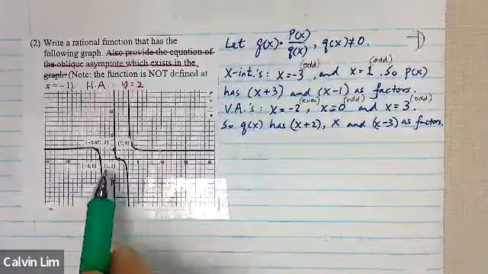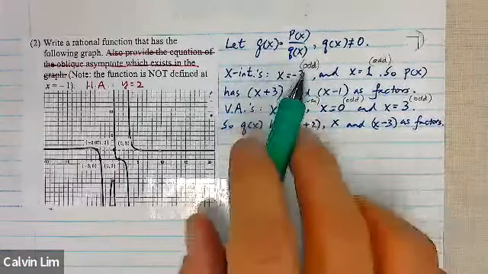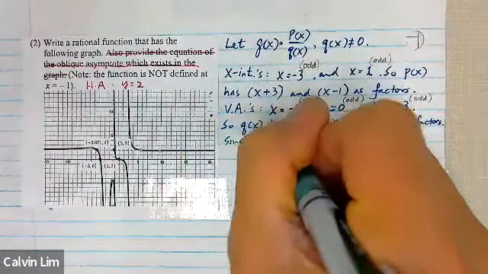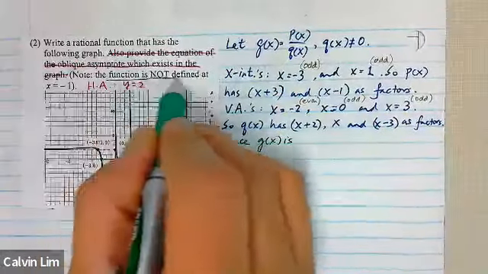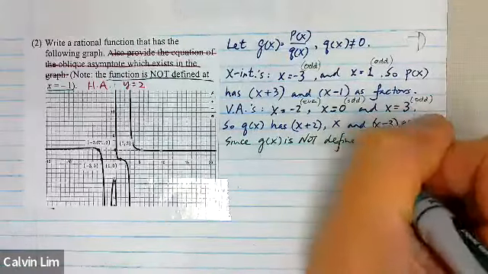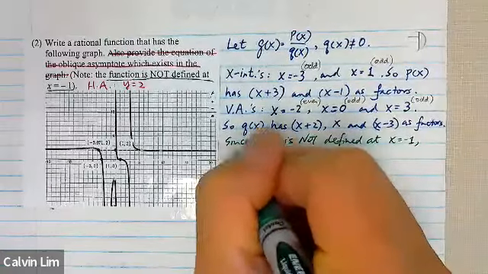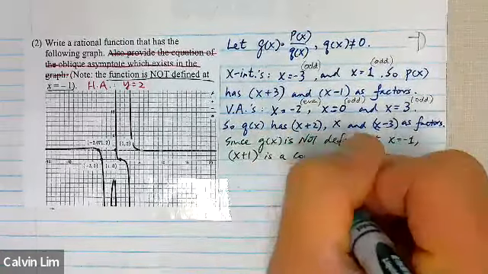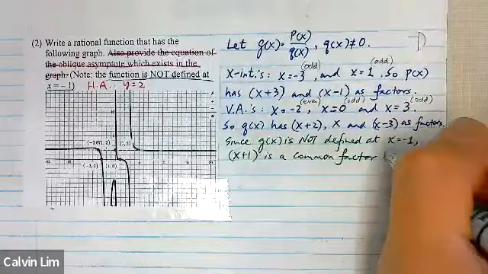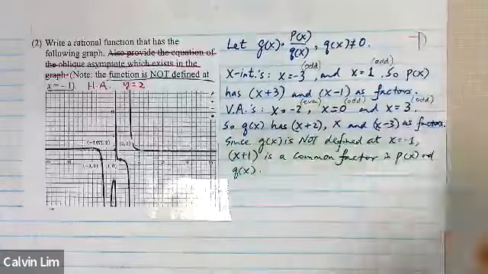So the 0 associated with that X is common. It's a common factor, right? In both P of X and Q of X. So since G of X is not defined at X equals -1, X plus 1 is the common factor in P of X and Q of X. Okay.